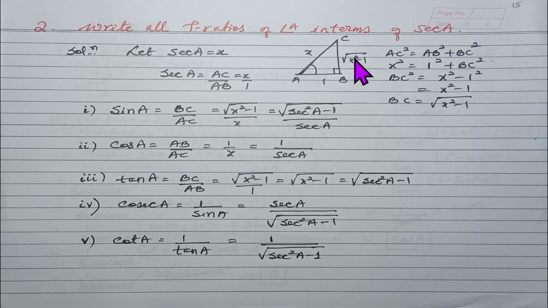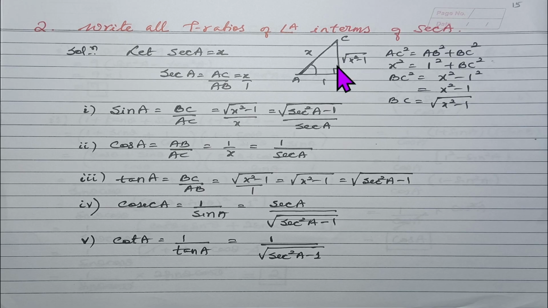Now sin A is equal to BC upon AC. It is root of x square minus 1 upon x, but we know that x is equal to sec A, therefore it is root of sec square A minus 1 upon sec A. Therefore we have expressed sin A in terms of sec A. Cos A is equal to AB upon AC. Then AB upon AC is 1 upon x, and it is 1 upon sec A. So cos A is expressed in terms of sec A.